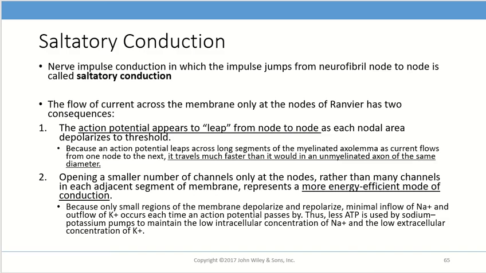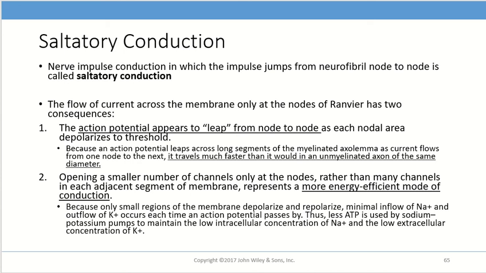So nerve impulse conduction, in which the impulse jumps from node to node, is called saltatory conduction. That's why we call it that. Saltatory meaning leaping. That's how it got its name. So the flow of current across the membrane only at the nodes of Ranvier is going to have two main consequences. The first is that the action potentials are going to appear to leap from node to node as each nodal area is depolarized to threshold.